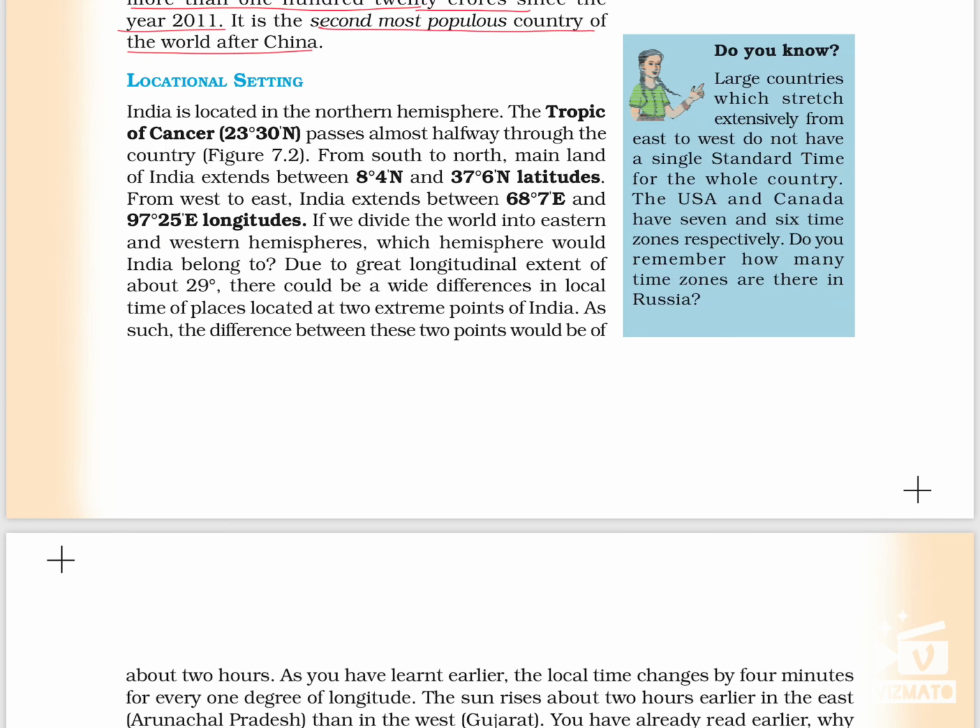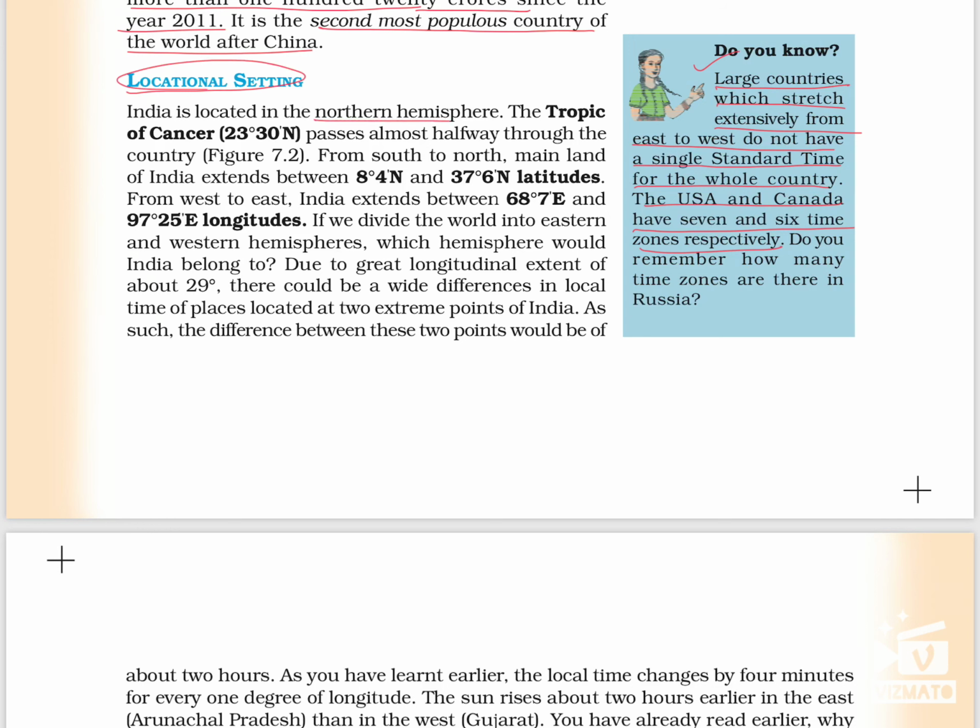Here you can see one important point. Large countries which stretch extensively from east to west do not have a single standard time for the whole country. For example, USA and Canada have 7 and 6 time zones respectively. So let's move on to the location of India.